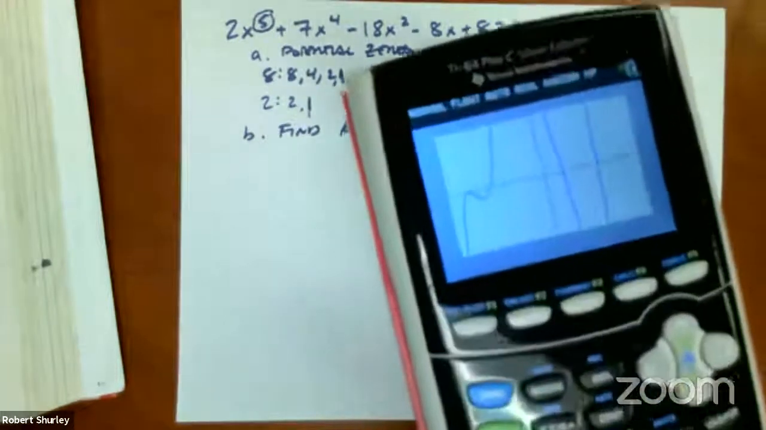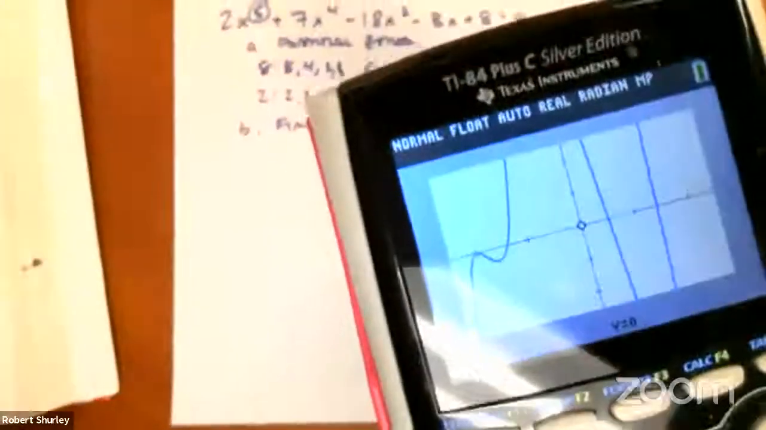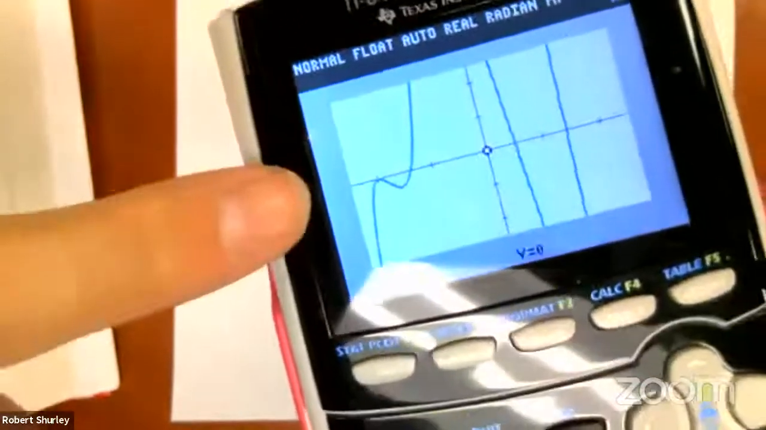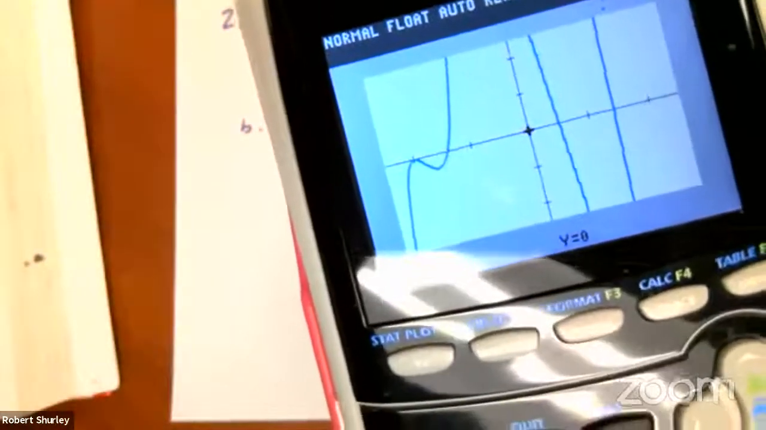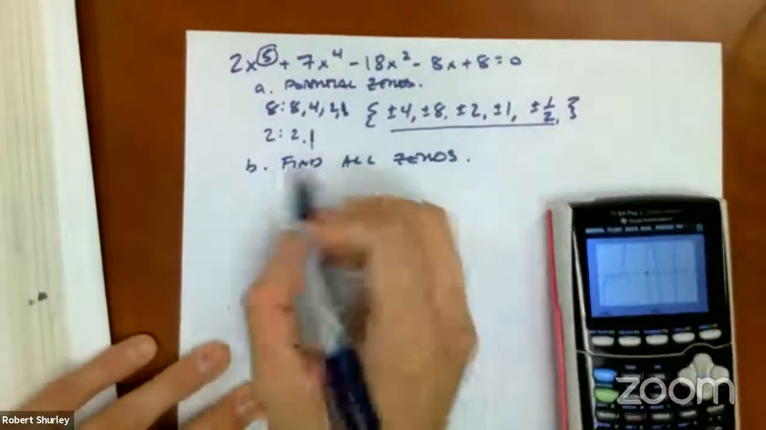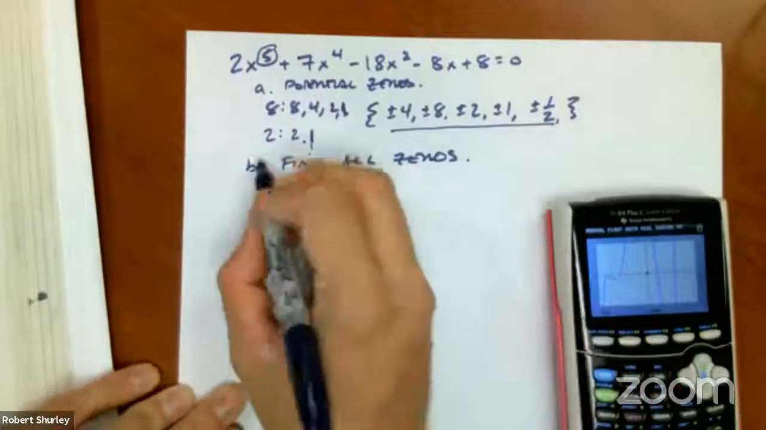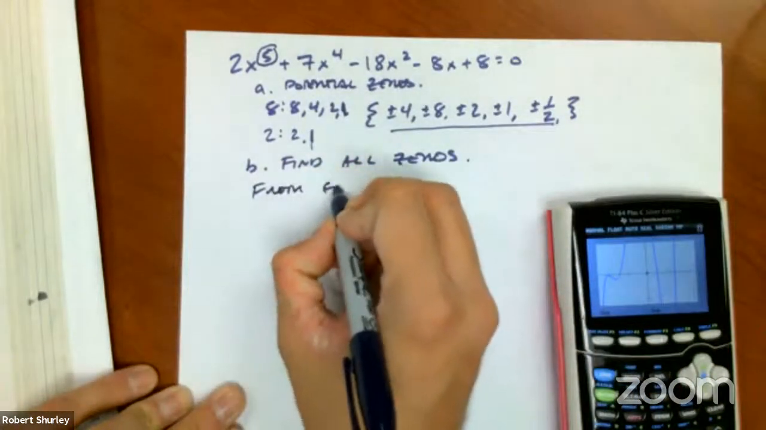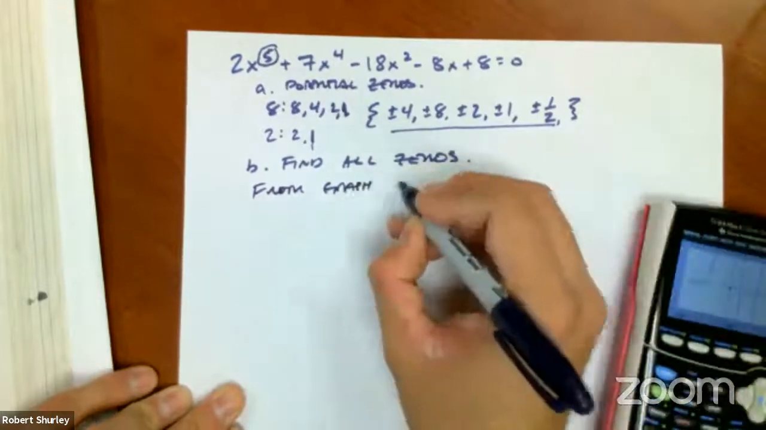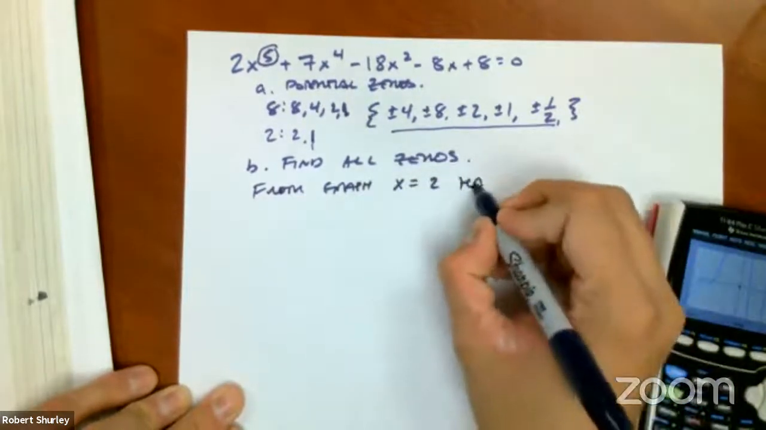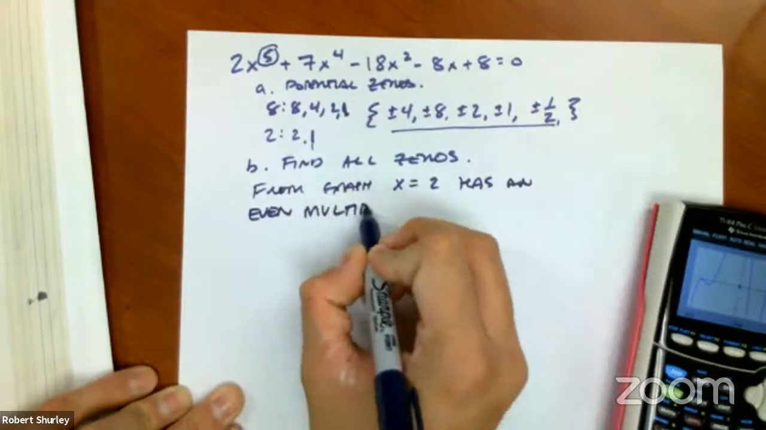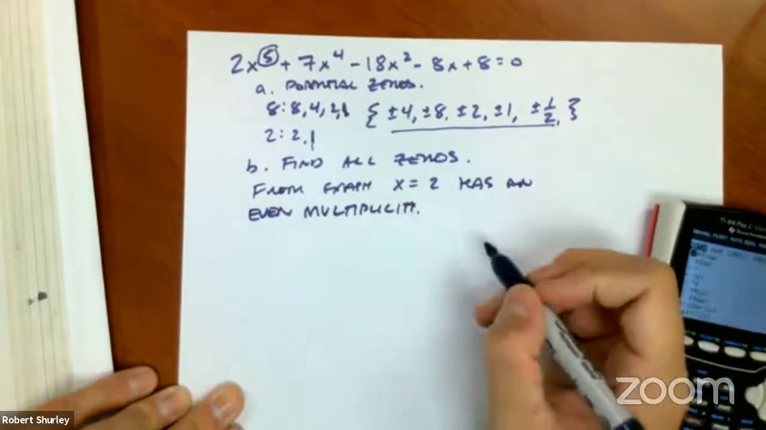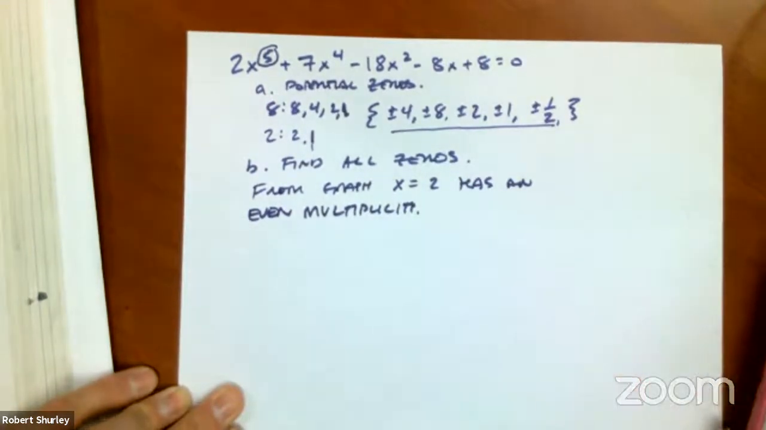I'll do a zoom in here. Notice at x equals -2 here, it bounces. Do you guys see that? So it hits twice. So what that tells me from my graph, I'm getting all of this from my graph. From the graph, x equals 2 has an even multiplicity. It's going to happen more than once, okay?